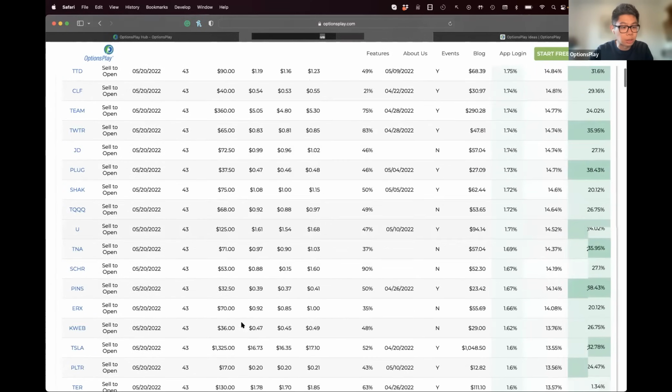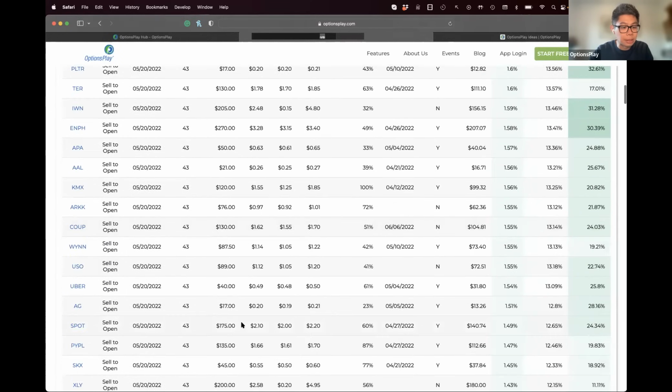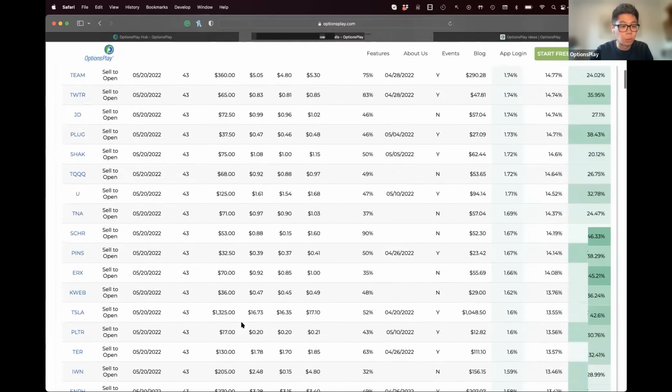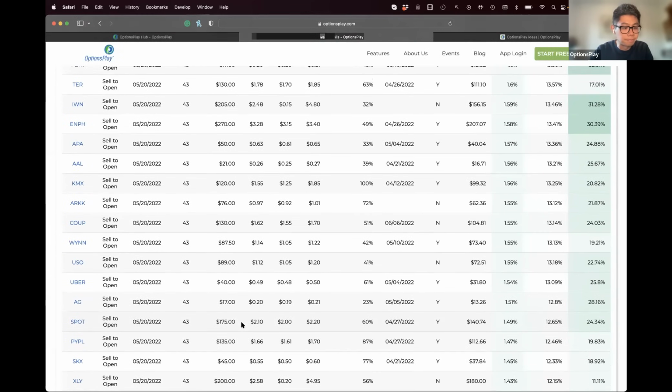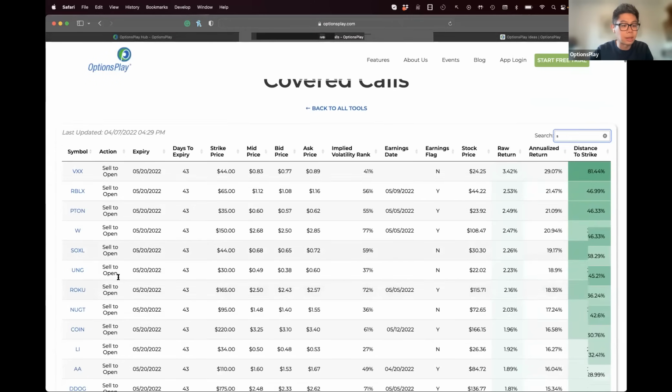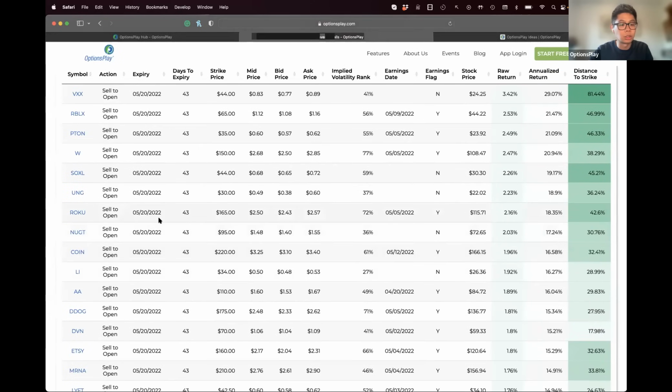I thought I saw Snapchat here earlier. Maybe it's not on the list here for today. But you can type in the symbol of the stock that you own, and it will present to you both the expiration date and the strike price.